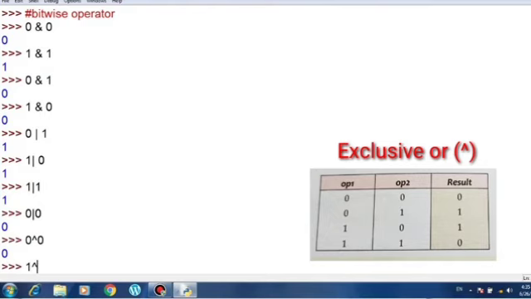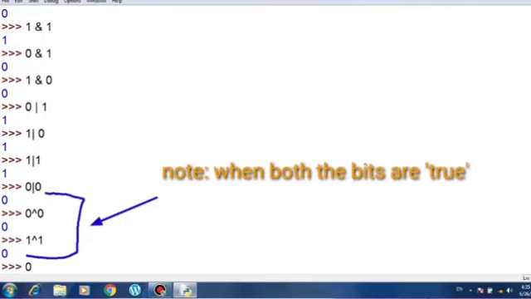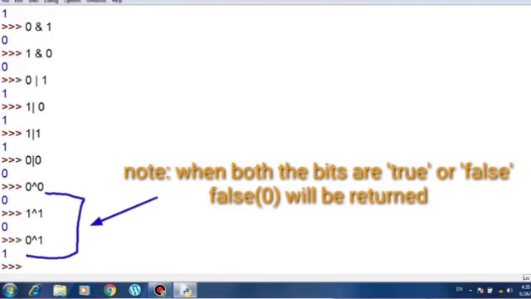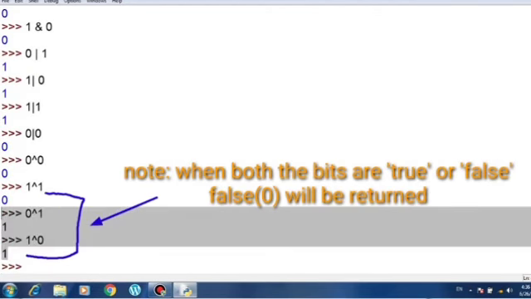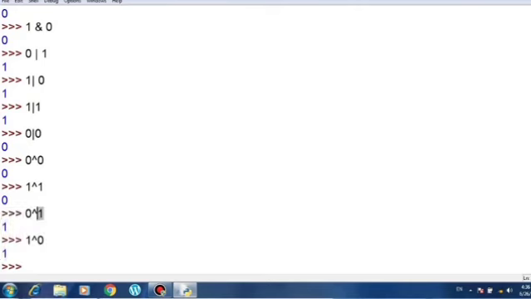1 exclusive 1 gives you the answer false. However, 0 exclusive 1 will give you the answer true, because one of the operands is true, and 1 exclusive 0 will also give you the answer 1. So in exclusive OR, as in OR, if any of the operands is true, then it gives you true. The sign is only different.